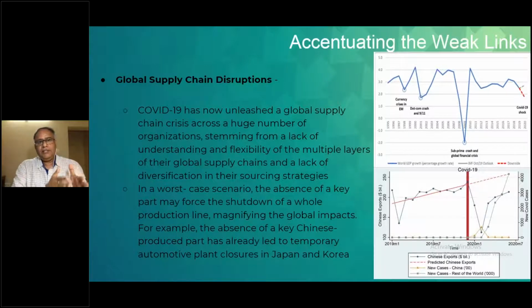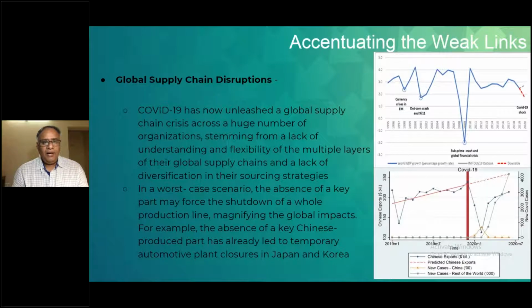Now, till this point we have covered all about the supply chain model, the efficiency level, and the standard way of operating in the pre-COVID era. Now comes the actual part, how you will be able to accentuate the weak links. COVID has come, and it has given a lot of learning, and all across the globe the whole supply chain disruption has happened.